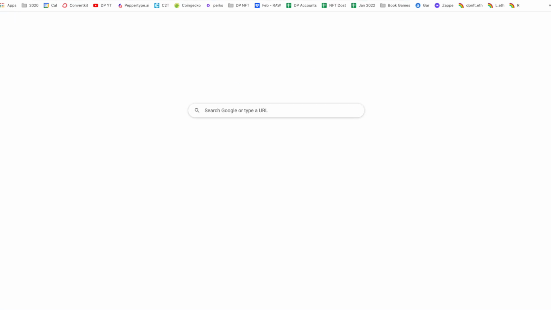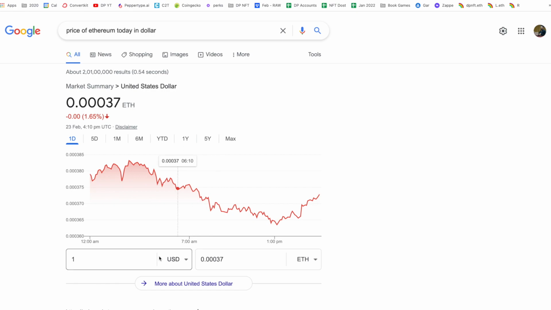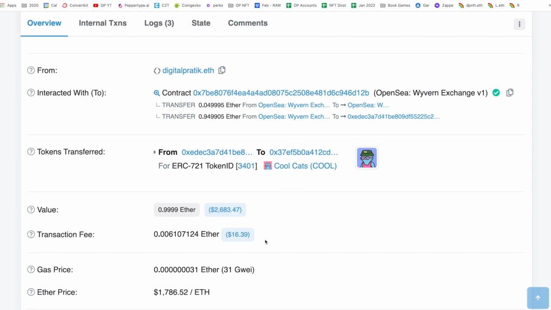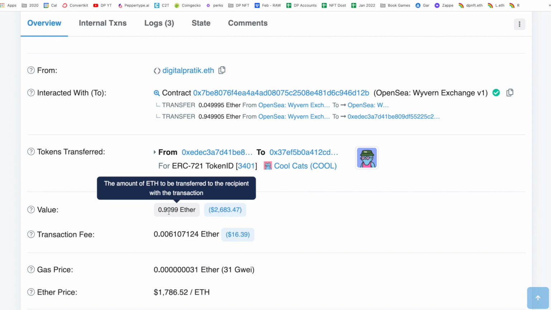If you just Google price of Ethereum today in dollars, carefully see it says 2682. If you go to this, it says 2683. Obviously there is a variation because it is fluctuating in real time here and there. But this means that based on today's price point, Ethereum is valued at this cost. But you don't remember what the value of Ethereum was when you purchased this 7 months ago.